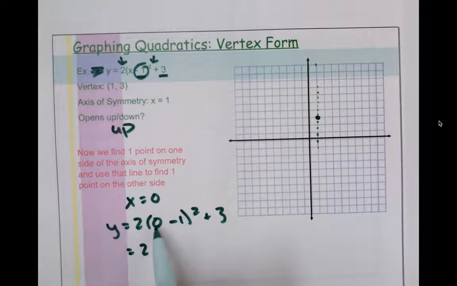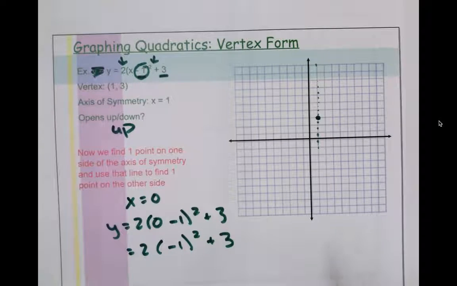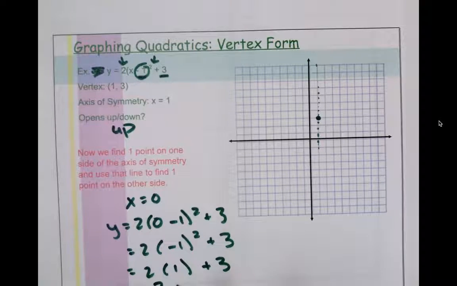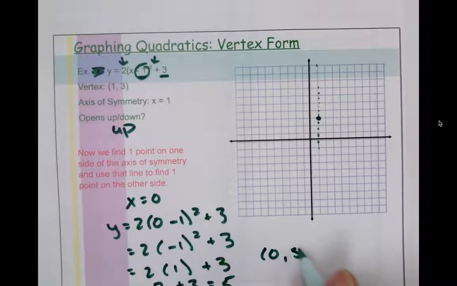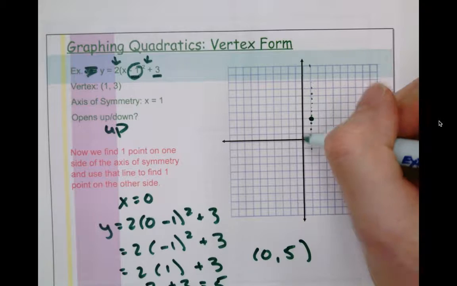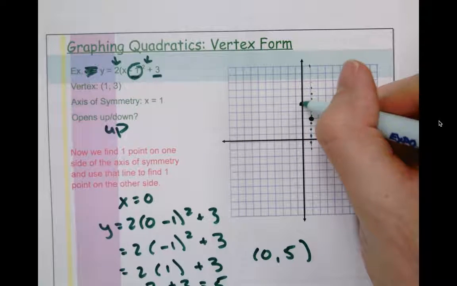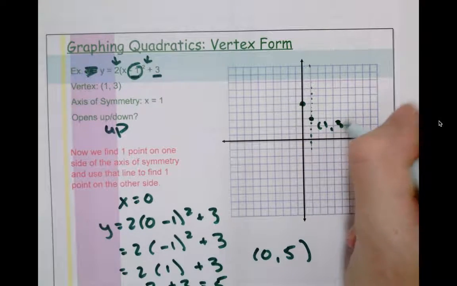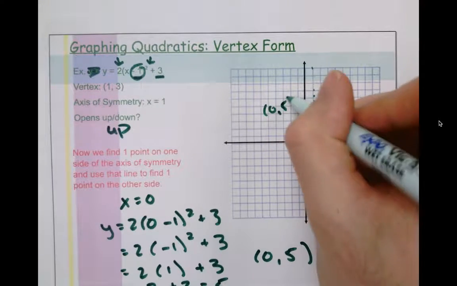Then I'm going to use PEMDAS. We do the inside of the parentheses first, so I would have negative 1. Now, remembering PEMDAS, I'm going to do the exponent before I even worry about multiplying by 2. So negative 1 squared is negative 1 times negative 1, which would be positive 1. Now I have multiplication, 2, plus 3 equals 5. So when I plug in 0, I have a y-coordinate of 5. I plot that point here, and I should label this (1, 3). I'll label this (0, 5).